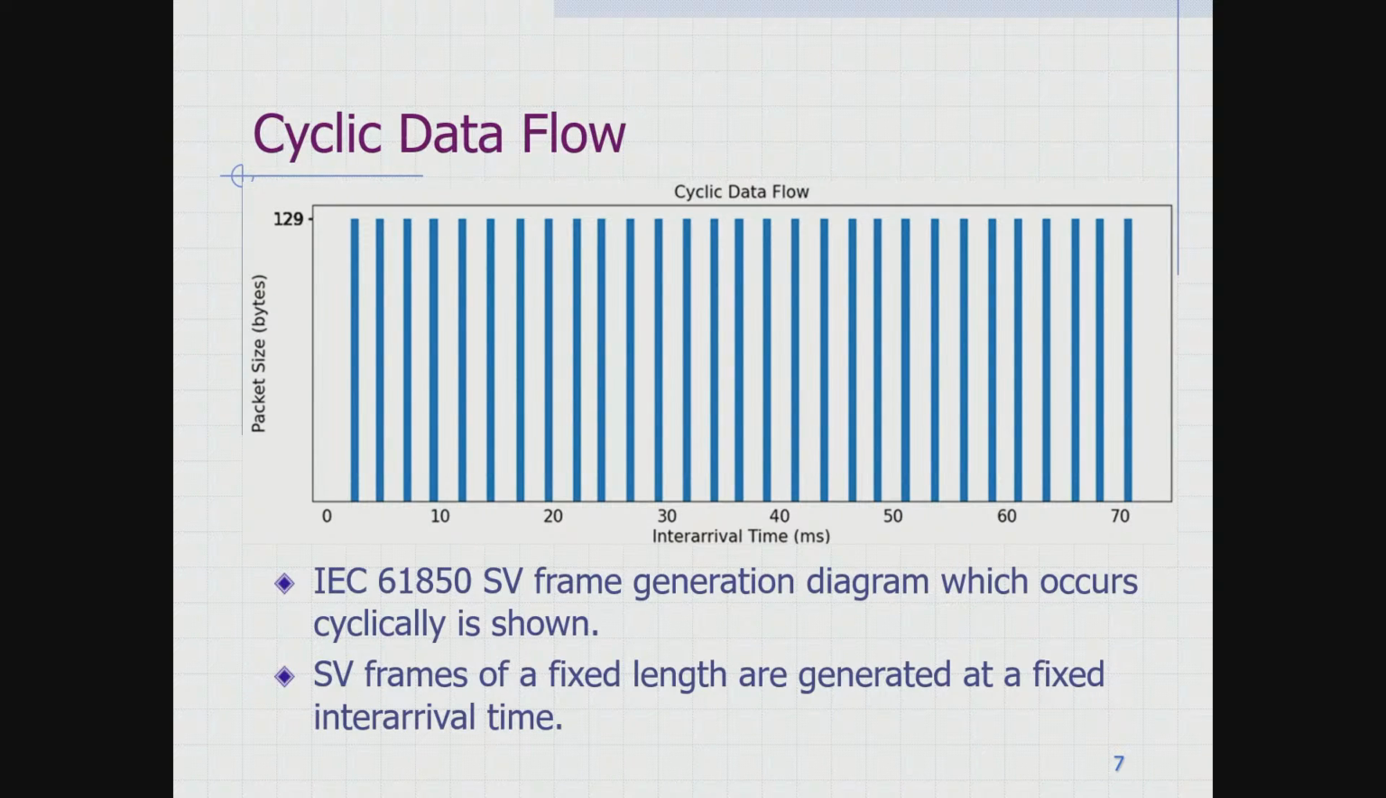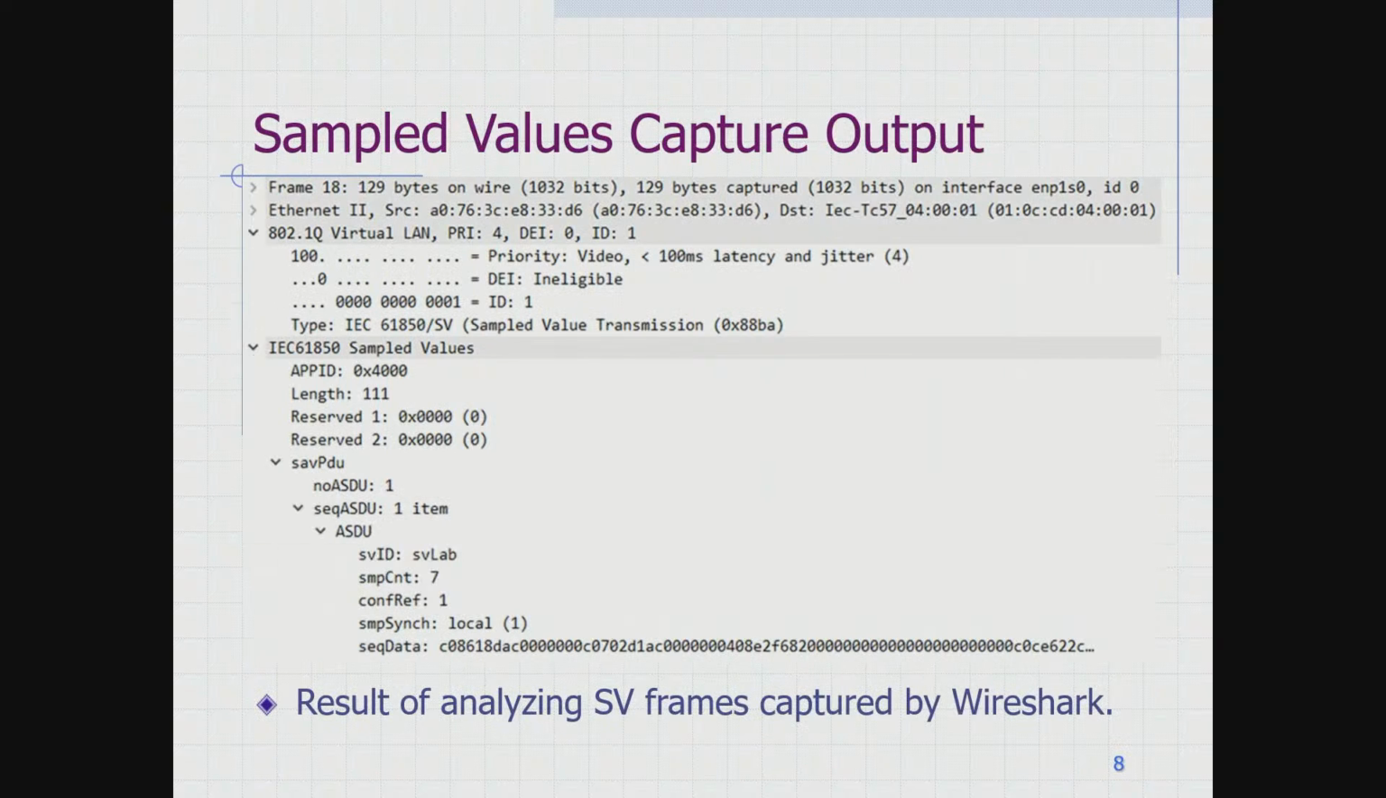The IEC 61850 SV frame generation diagram, which occurs cyclically, is shown in this figure. It can be observed that the SV frames of a fixed length are generated at a fixed interarrival time. This figure shows the result of analyzing SV frames captured by Wireshark.